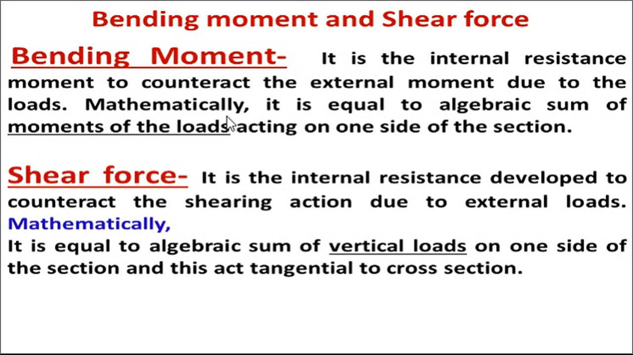When a beam is loaded, it does not fail suddenly, because there is a moment created due to the loading. Due to the load, one bending moment is created, and the beam already has a resistance capacity to resist the bending moment. That is the internal resistance of the moment to the external moment due to the load. It is equal to the algebraic sum of moments of all the loads acting on one side of the section.